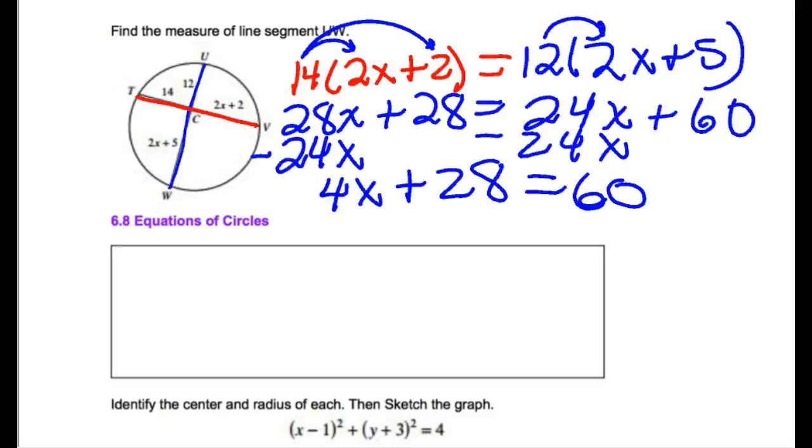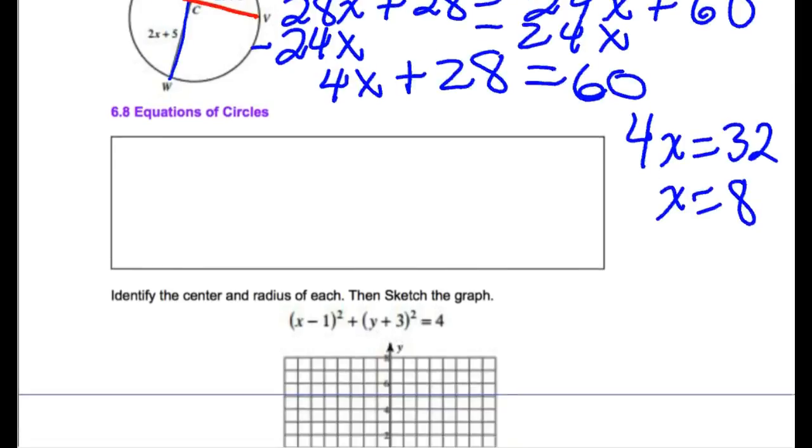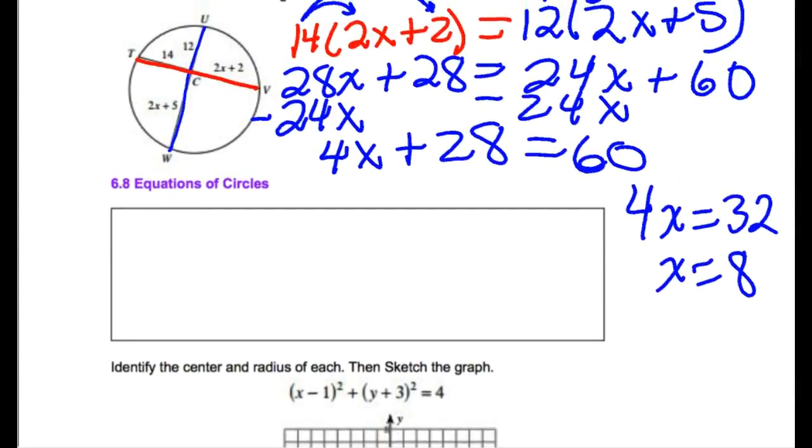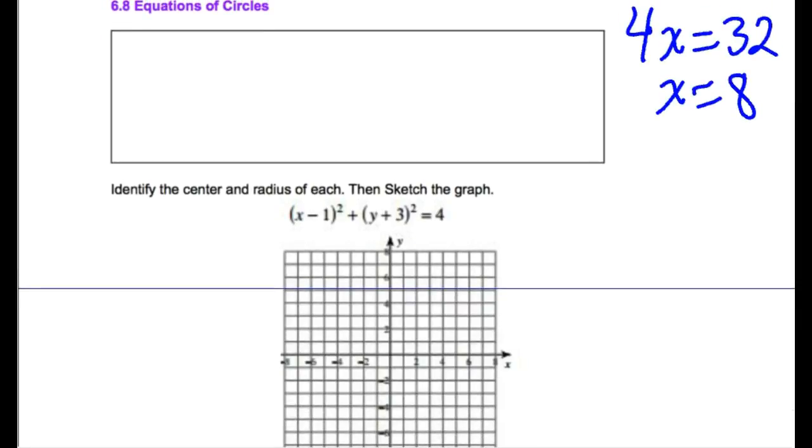I'm going to subtract 28 from both sides. And 60 minus 28 is 32. There's a lot of algebra in these. And then I divide both sides by 4. And I get a nice X equaling 8. So basically, if you have the concept box filled in and you follow the map, it boils down to some algebra when you're done. Lots of algebra.